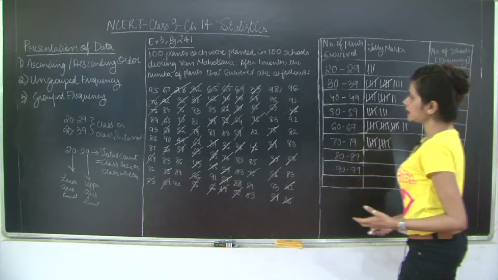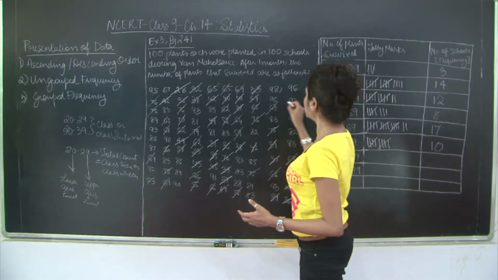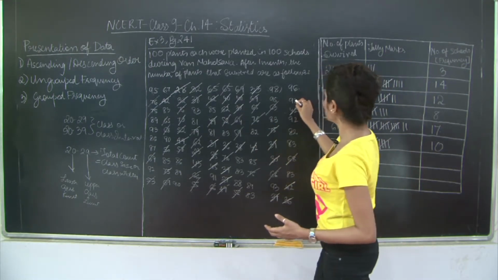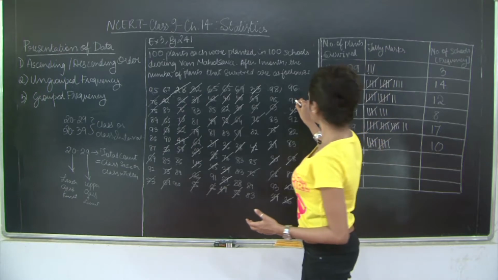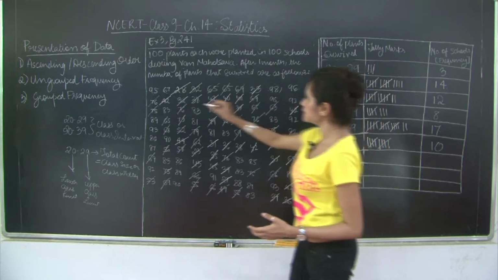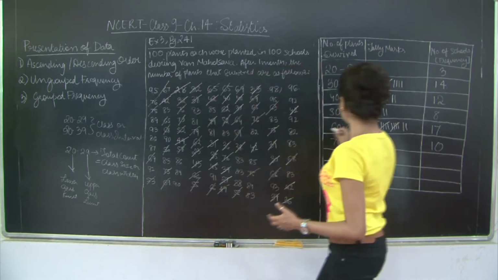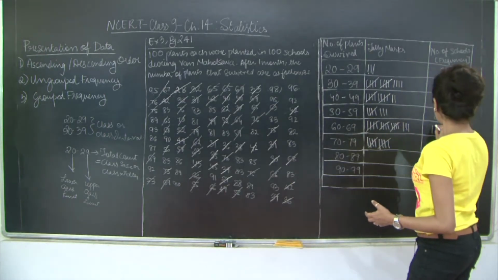80 to 89, let's check. 80 to 89. We had 67 out here. So 67 will go over here. So this will become 18.